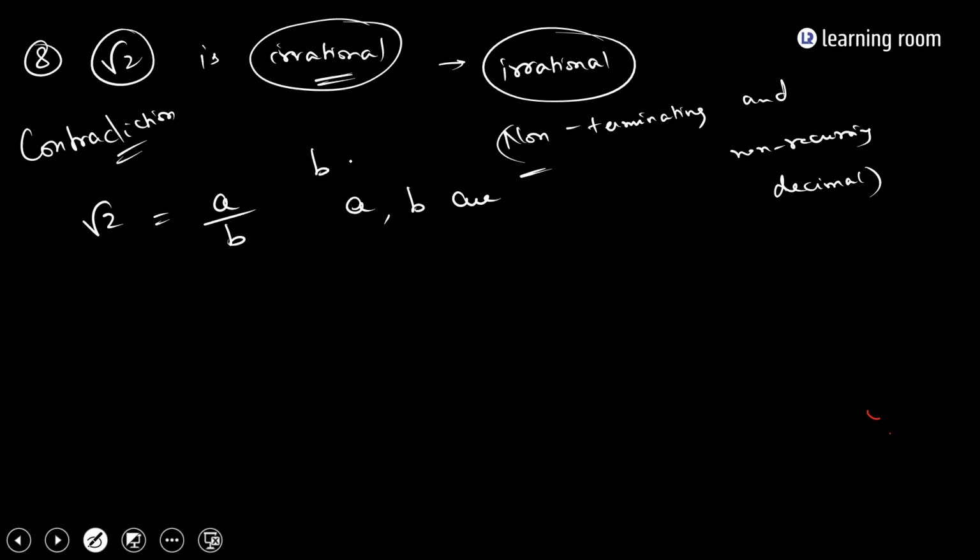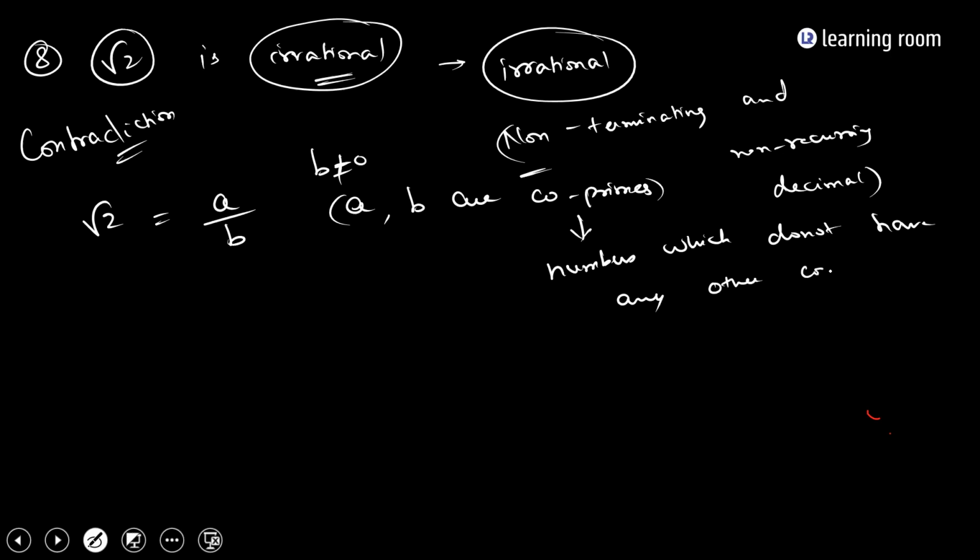and a and b are co-primes. So what do you mean by co-primes? We know what primes are. What are co-primes? They only have one as the common factor. So co-primes are numbers which do not have any common factor other than 1. Am I right? Yes, sir.